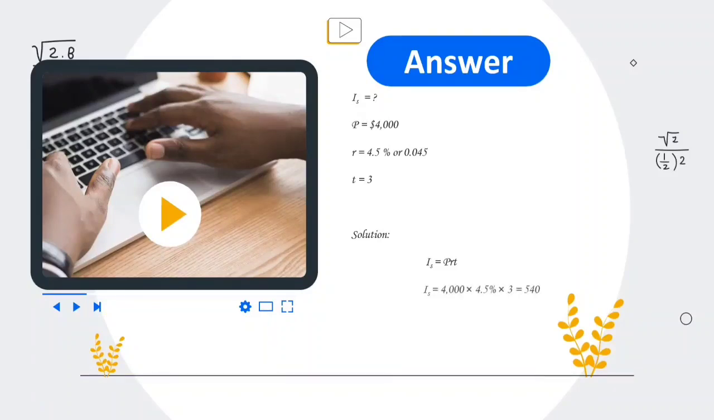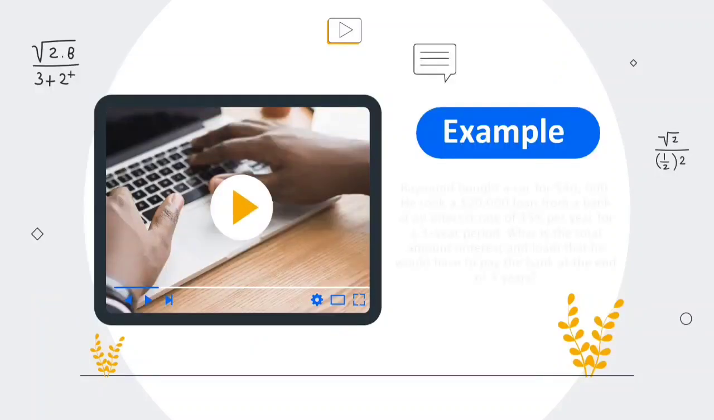So the answer is she earns $540 at the end of 3 years. Did you get it correctly? Now let's try another example.